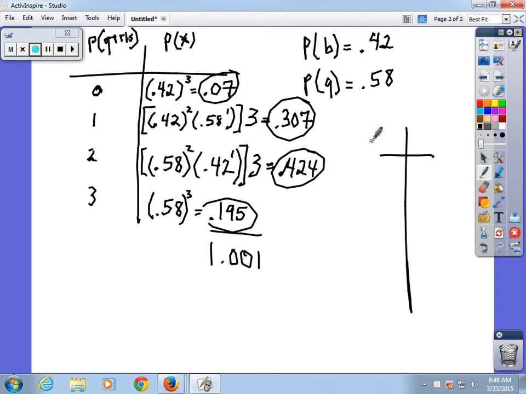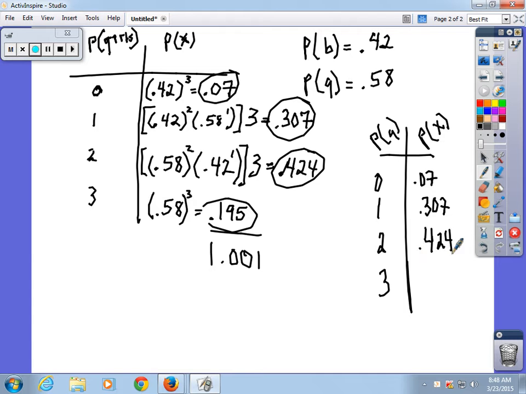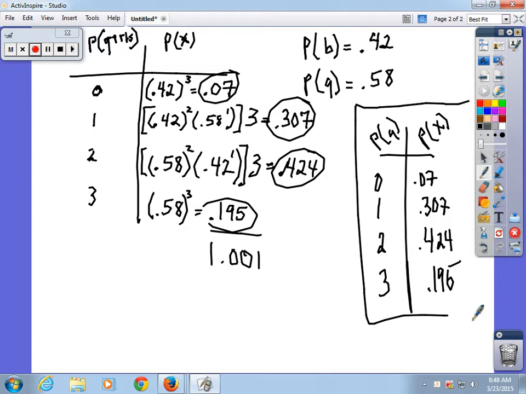So your probability distribution for this guy would be probability of girls and probability of that event happening, and 0, 1, 2, 3, 0.07, 0.307, 0.424, and 0.195. And that is probability distribution. See, that's not too bad.